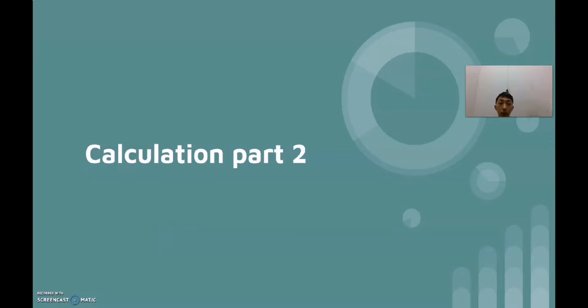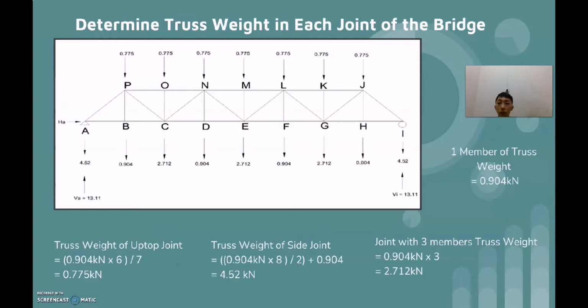Hi, my name is Chua Wang Seng. Now I want to present the calculation part in this project. First and foremost, we need to determine the truss weight in each joint of the bridge. In this project, we assume one member of truss weight is equal to 0.904 kN according to the universal beam resources on the internet. For the truss weight of the up-top joint, from joint P to joint J, the truss weight is equal to 0.775 kN.